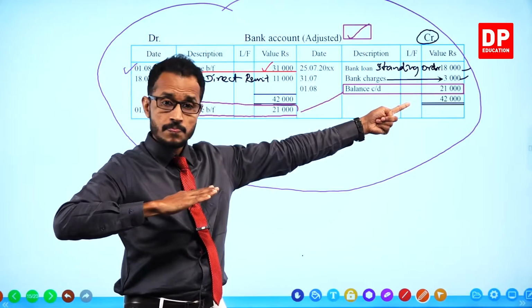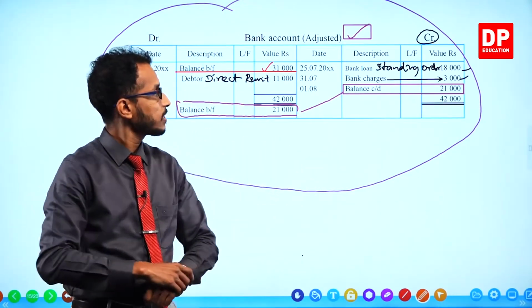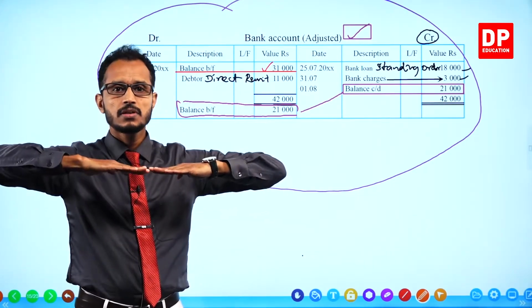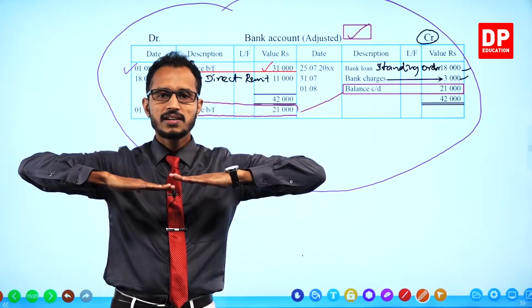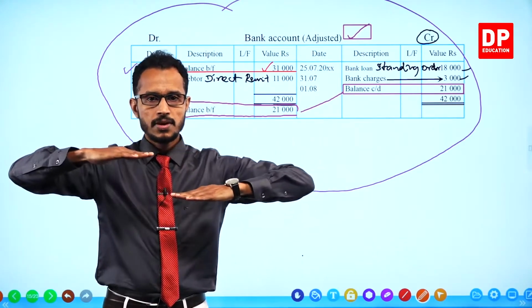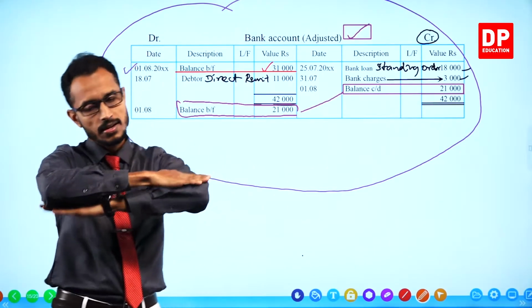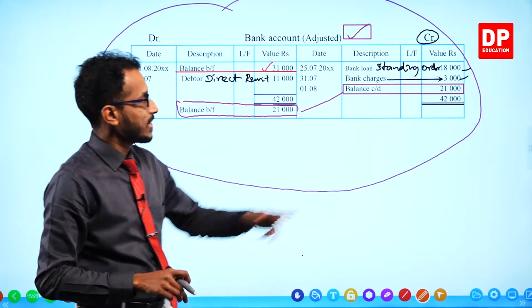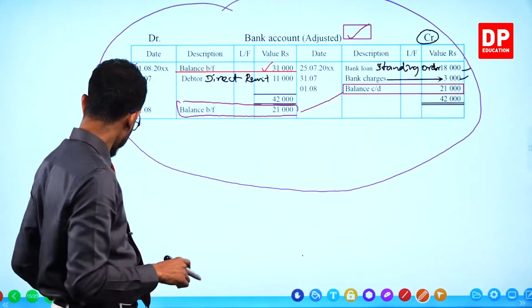This balance, which is the updated bank book balance, we need to reconcile with the bank statement balance. If they are different, we need to make them tally. That is reconciling. That is reconciliation. We need to tally this 21,000 with the bank statement balance. Let's see what the bank statement balance is.